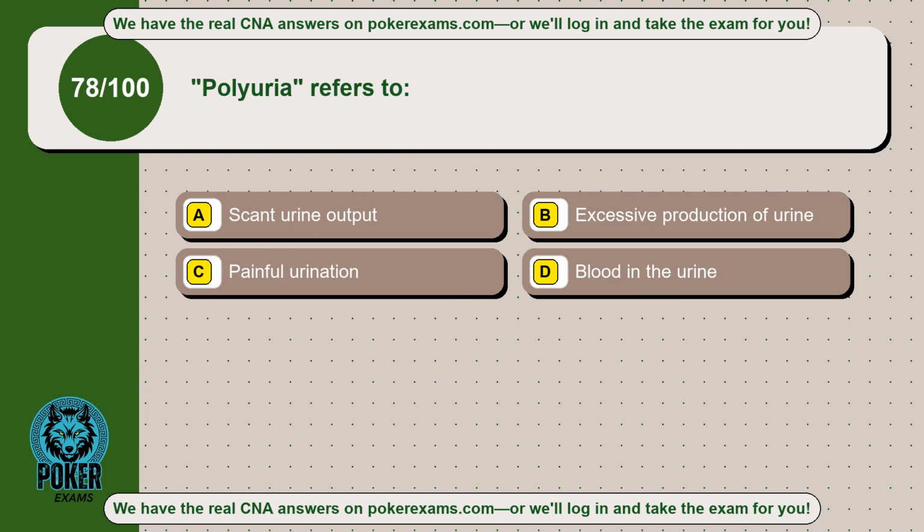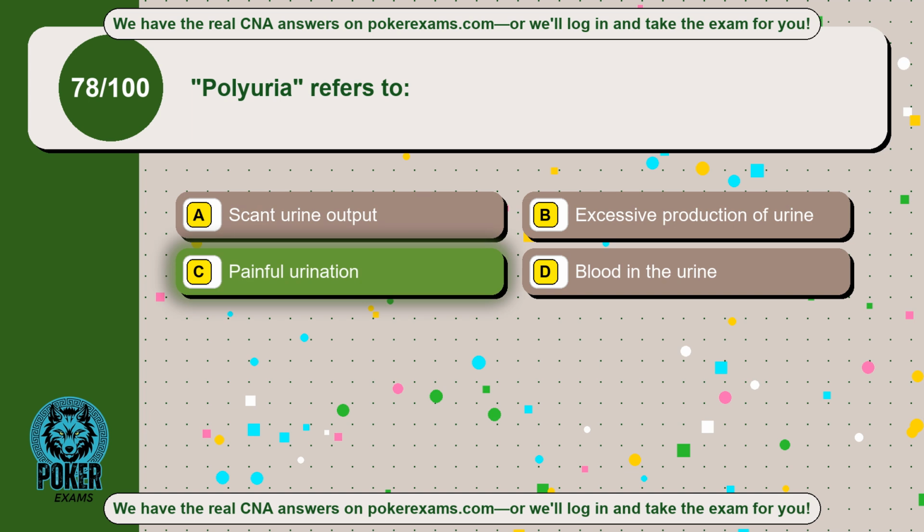Question 78. Polyuria refers to: Option A, scant urine output. Option B, excessive production of urine. Option C, painful urination. Option D, blood in the urine. The correct answer is option C, painful urination.